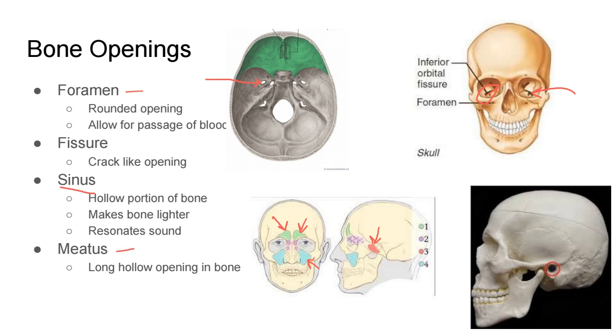And then you have a meatus, which is a long, hollow opening in the bone. Really, you only see this for the ear. You can see right here on the side of the skull, that would be your external auditory meatus. So there's a large hole through the base of the skull there, so that the sound waves can travel into where the receptors for your ear are.